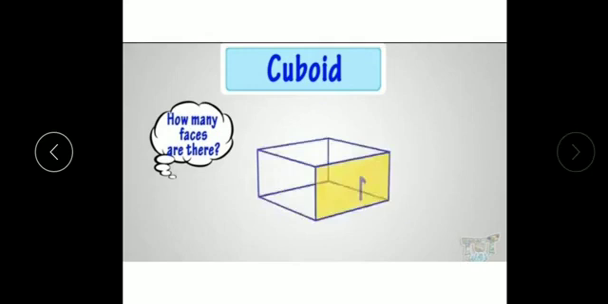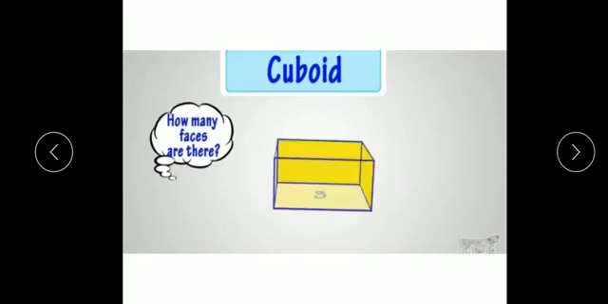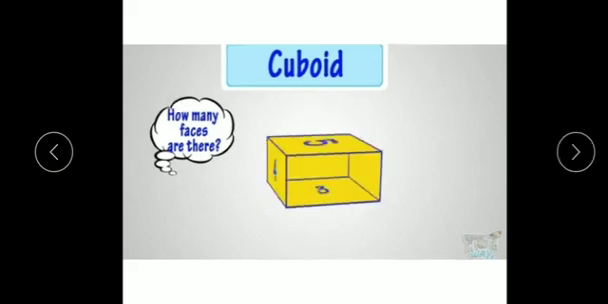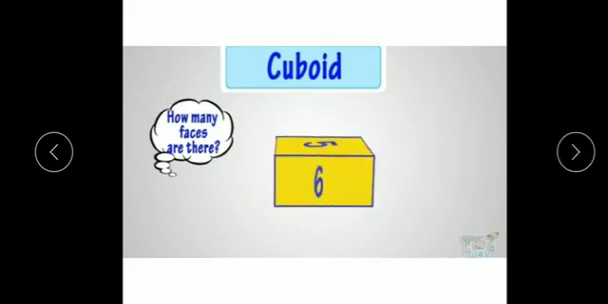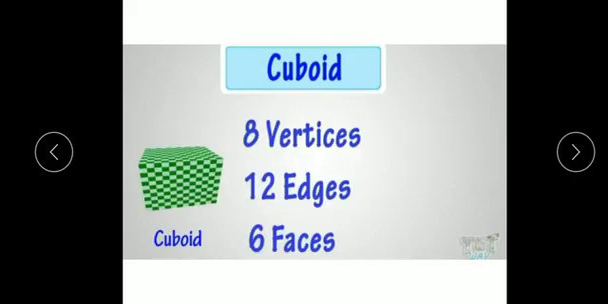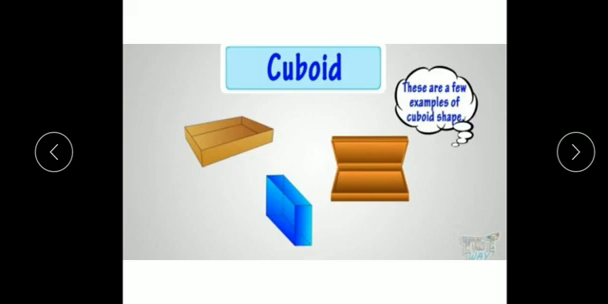1, then 2, 3, 4, 5, 6. So there are 6 faces in a cuboid. So a cuboid has 8 vertices, 12 edges and 6 faces. These are some examples of a cuboid. You can see.